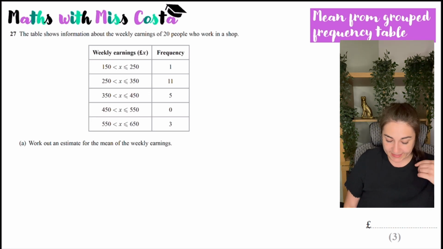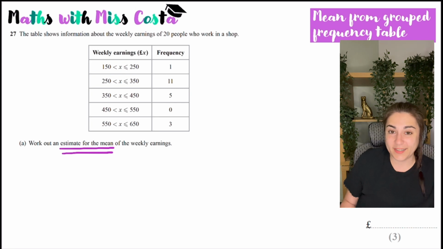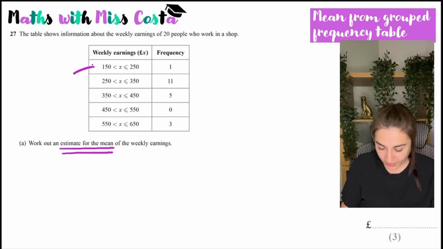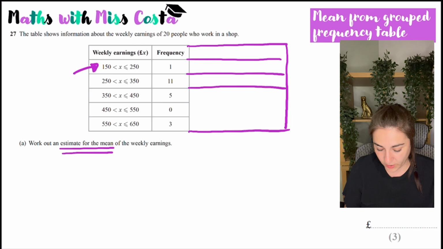Okay, so next it says the table shows information about the weekly earnings of 20 people who work in a shop. Work out an estimate for the mean of the weekly earnings. Now, the reason we say an estimate is because with these questions, we always have a range. So here we know that one person has a weekly earning of between 150 and 250 pounds, but we don't know the exact value. So what we do, if we ever have to work out the mean from a grouped frequency table, the first step is that we want to work out the midpoint of our class intervals.